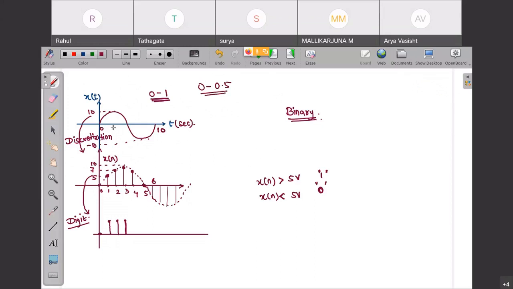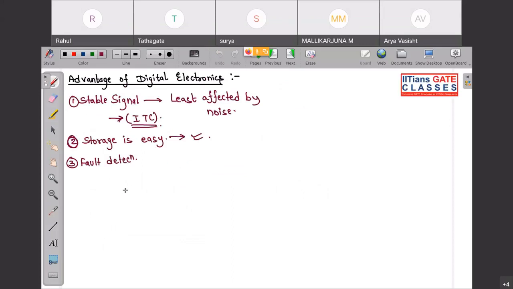There will be infinite number of values. So I need more space to store an analog signal compared to a digital signal, where I have the values of the signal at discrete instants of time, and at those discrete instants my amplitude is also digitalized. That means in a binary system we only have two levels of amplitude. So storage is very easy, and it will take much less space compared to analog signals.